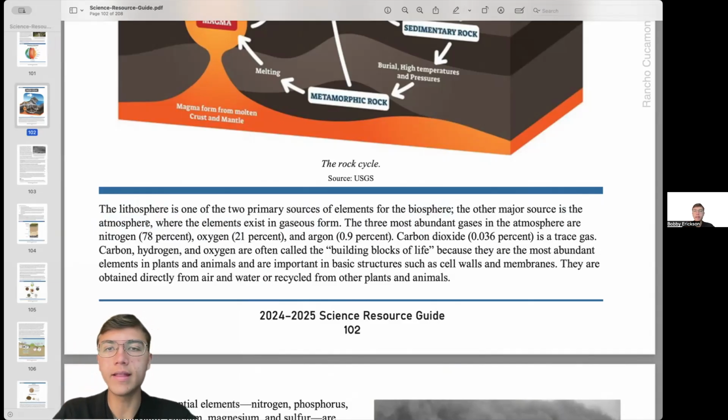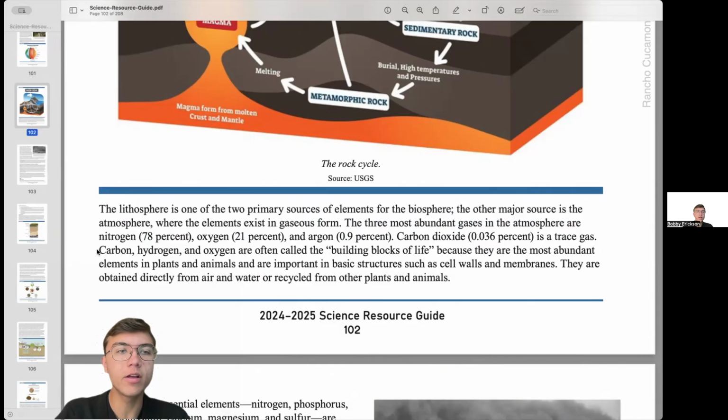In the atmosphere, three of the most abundant gases are nitrogen, which makes up 78%, oxygen, which makes up 21%, and then argon, which makes up 0.9%. Carbon dioxide makes up 0.03%, so it's actually a trace gas. We think there's so much carbon dioxide, but even just a small amount can really impact the way our atmosphere works, even though it's just a trace gas.